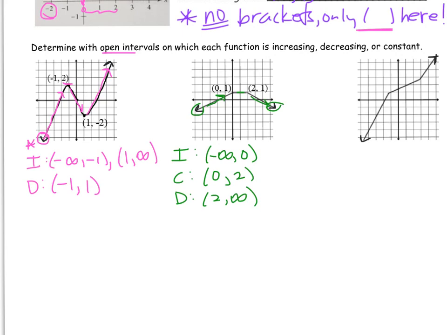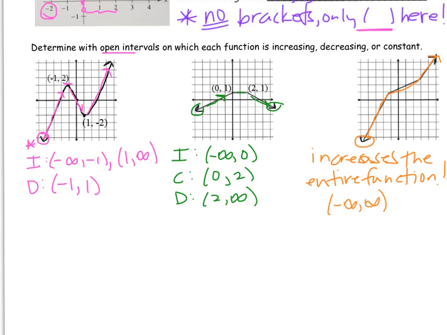This last one's kind of tricky because it's broken up into separate sections. But if we go from left to right, the graph increases and still increases and increases some more all the way to that right-hand side. So it increases the entire time. To represent that using open intervals then, we just say from negative infinity to positive infinity. So even though it increases at different amounts, it's still increasing. It's not changing direction.